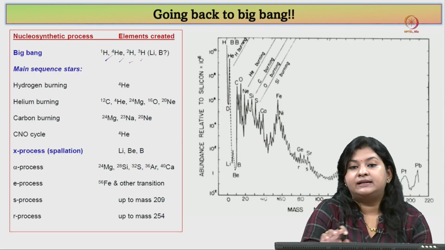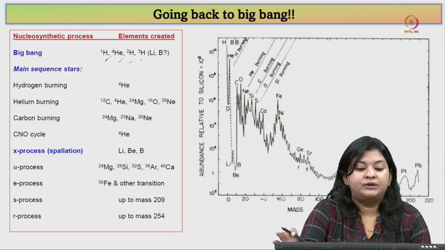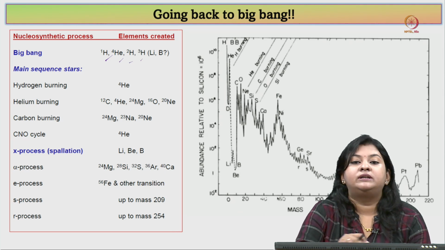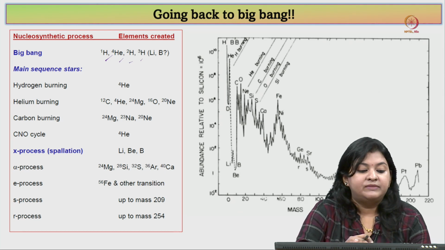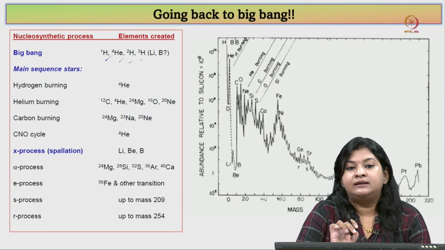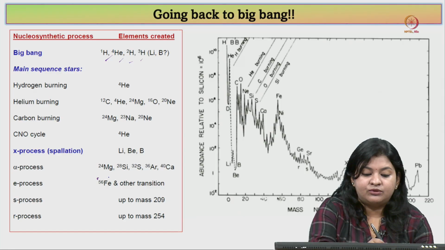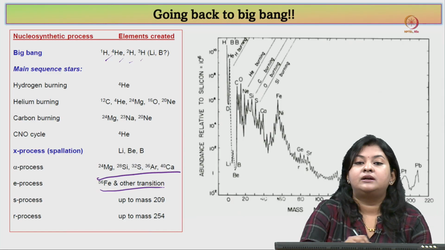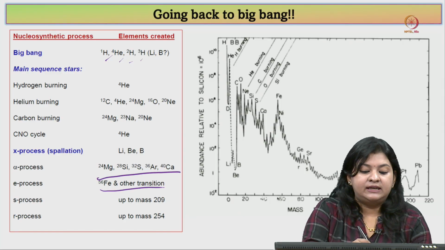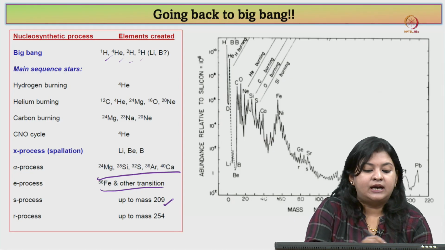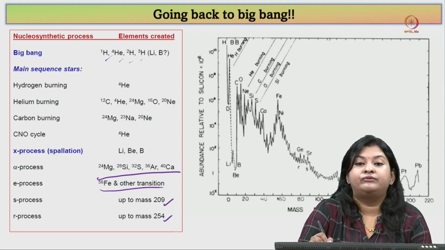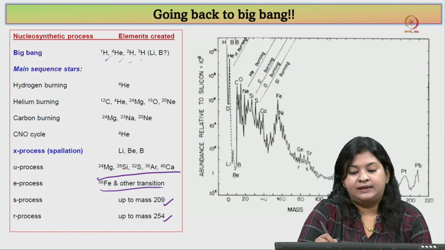Then the CNO cycle starts, which results in the formation of more 4He, and there are a lot of spallation processes like the alpha process, E process, S process and R process, which can give a variety of other transition metals, and can reach up to mass number 209. The R process can reach up to mass number 254.